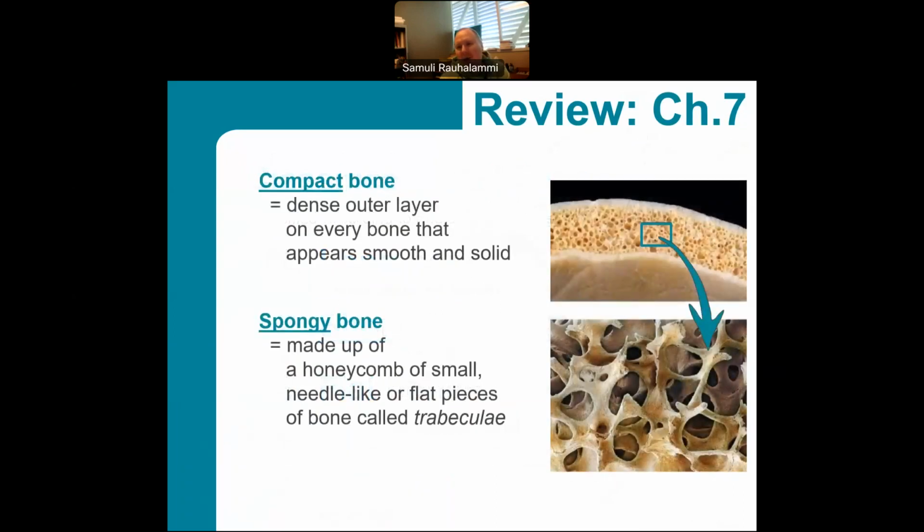We can also look at whether the bone structure is compact or spongy. Compact bone is typically found as the outer layer of many bones, and spongy bone is a sponge-like, honeycomb-like matrix inside many bones. That helps us reduce a little bit of the weight of the skeleton, while still providing structural support.